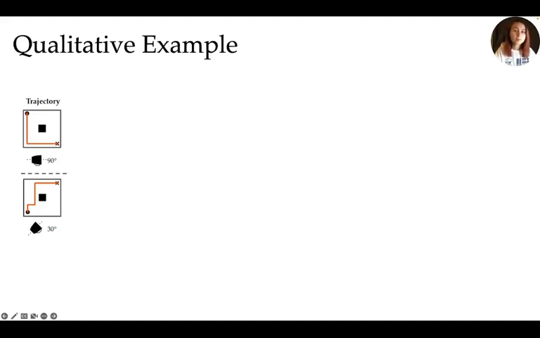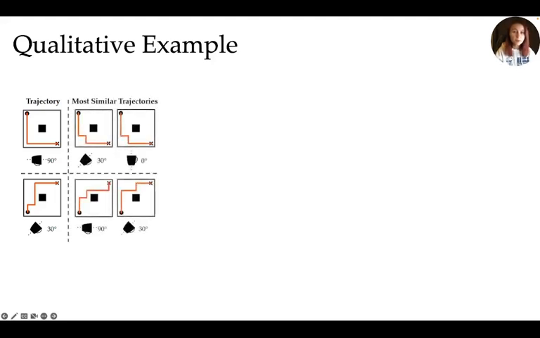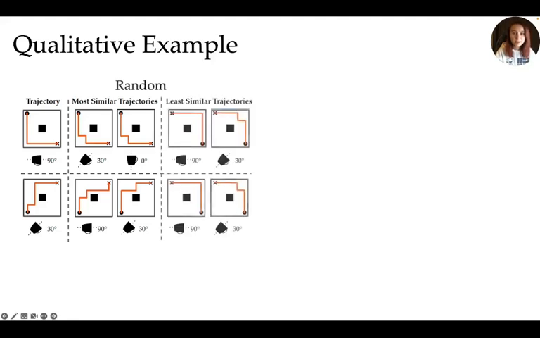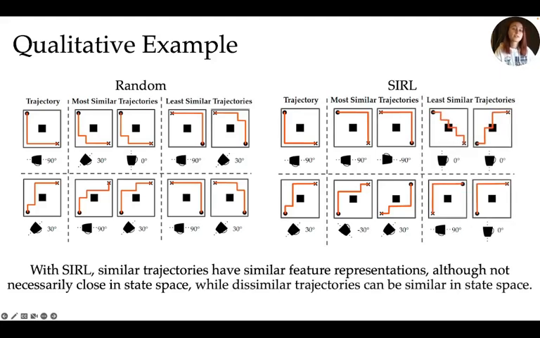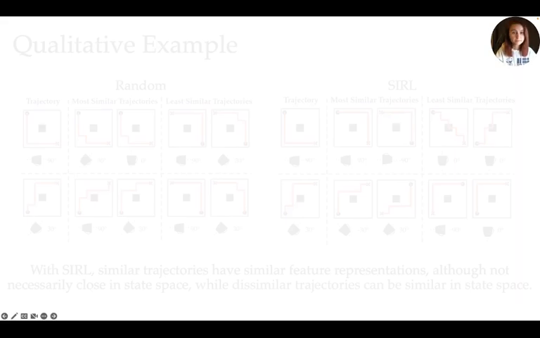When we look at a random embedding that doesn't consider feature similarity in its representation, the most similar trajectories are simply the ones that are close in the state space, while the least similar are also the farthest in the state space. In contrast, SIRL finds trajectories similar even if they are far in the state space or from different start goal pairs, so long as they are similar in feature space. And the similar trajectories can be similar in state space here.